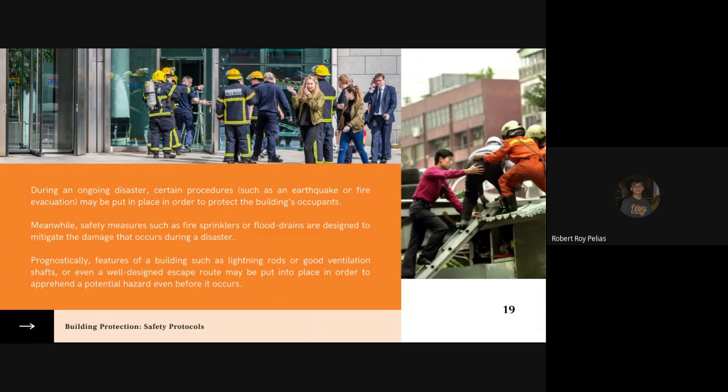So for that, there are some buildings that have an assigned fire alarm, or some buildings that I know have a code that once there is smoke, it won't ring, but it will send a text or an email to the fire department so that they will come and rescue. And also for earthquakes as well. Next slide, please.